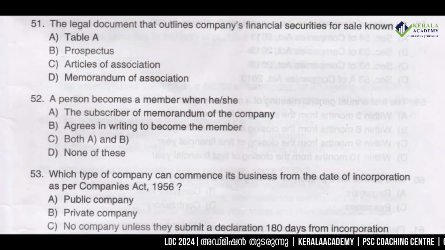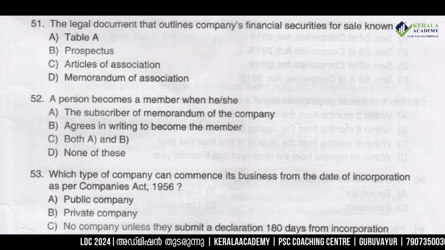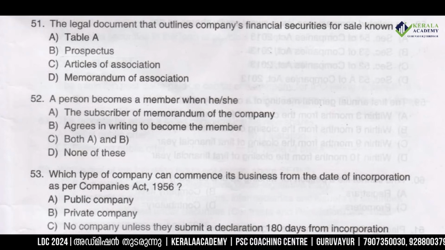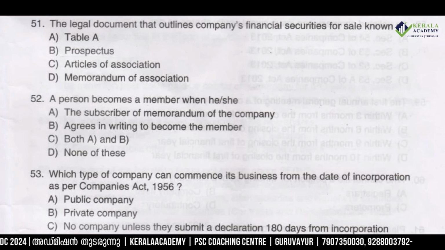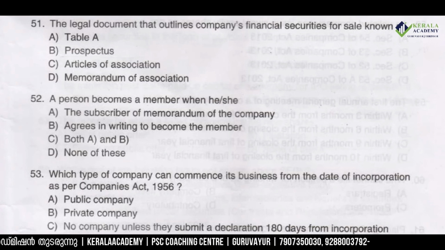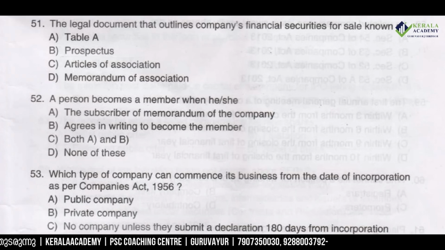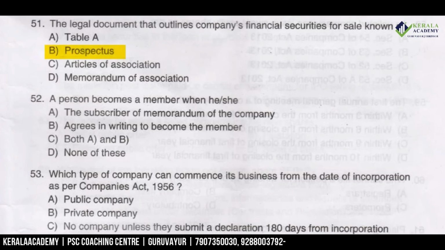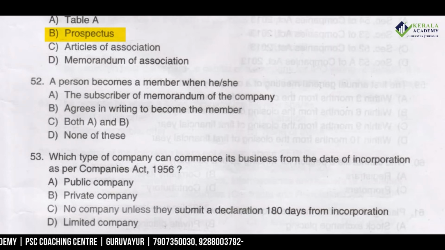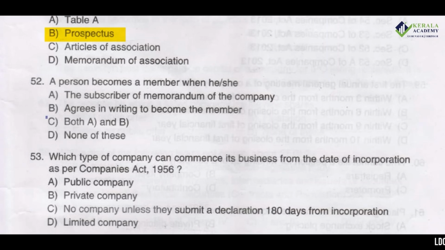The legal document that outlines a company's financial securities for sale is known as: A, prospectus; B, articles of association; C, memorandum of association. Correct answer option B, prospectus. A person becomes a member when she is a subscriber of the memorandum of the company, or agrees in writing to become a member; both A and B; none of these. Correct answer option C, both A and B.